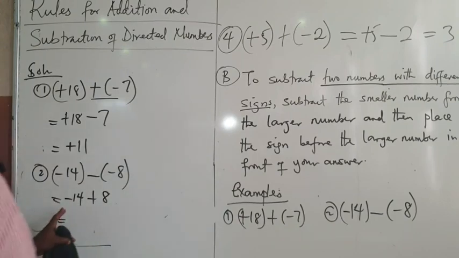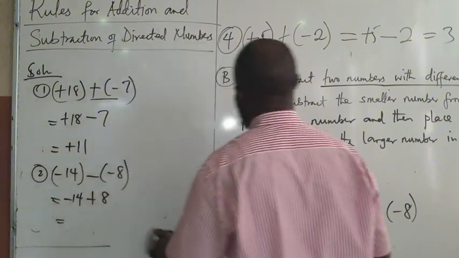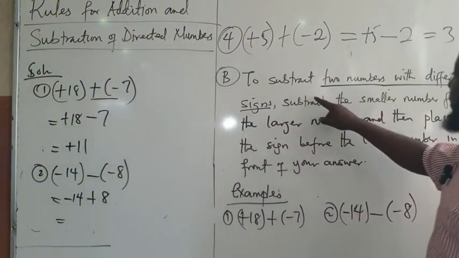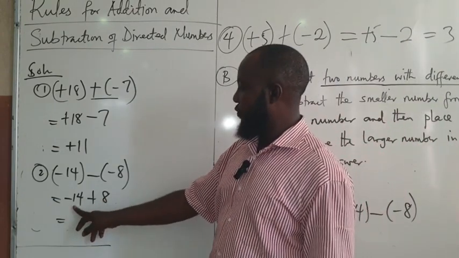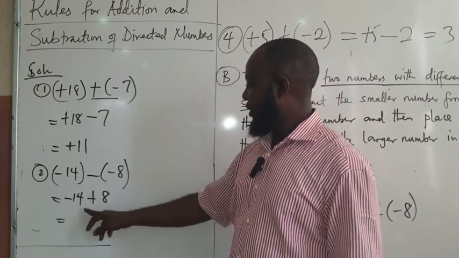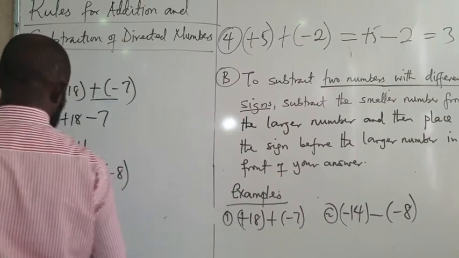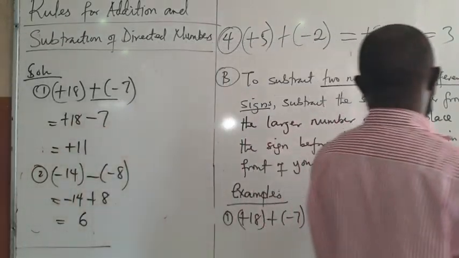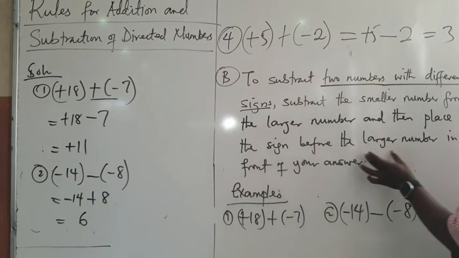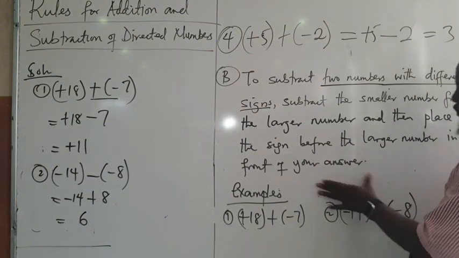Now, the rule is that you can see that we have minus 14, we have plus 8. So we are going to subtract the smaller number from the larger number here. That means we're going to say 14 minus 8. 14 minus 8 gives us what? 6. Then you're not going to stop there. Then place the sign before the larger number in front of your answer.